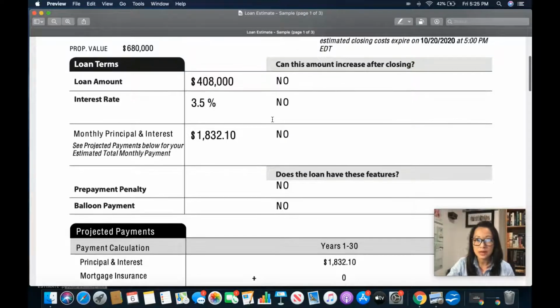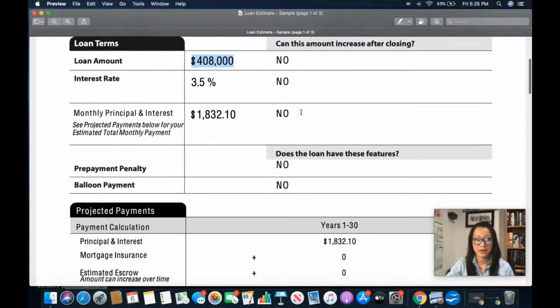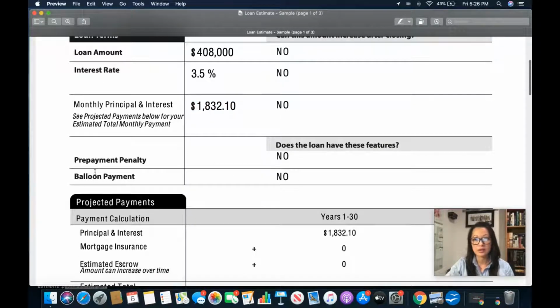In this example, we are looking at a property that's estimated at $680,000. The loan amount would be $408,000 at a 3.5% interest rate. The estimated monthly principal and interest is $1,832. You can read that, and this is really important: there's no prepayment penalty and no balloon payment.